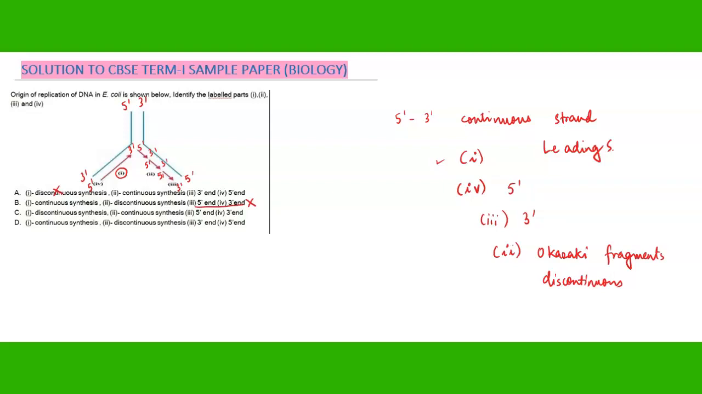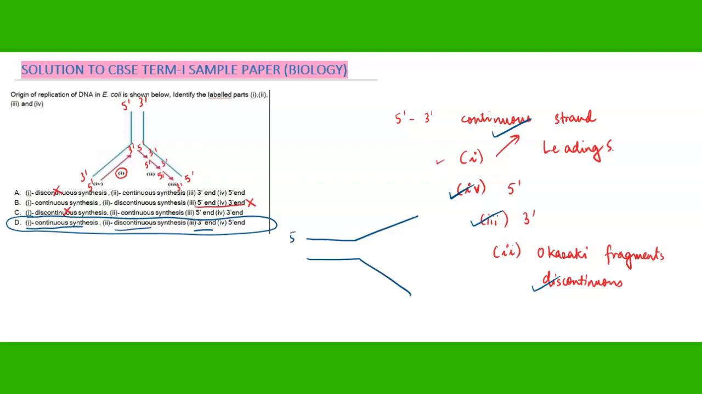Let's move on to option 3, which says 1 is discontinuous. So 1 we already worked out in the beginning. That means we are left with this option. Let's see if it is fitting in. 1 is continuous, yes. 2 is discontinuous, yes. 3 is 3', yes. 4 is 5', yes. That means which is our right option? Option D.